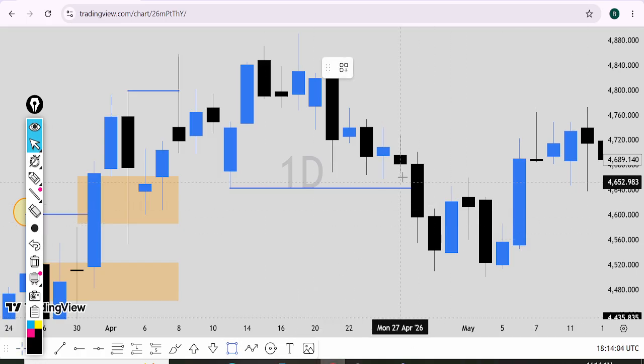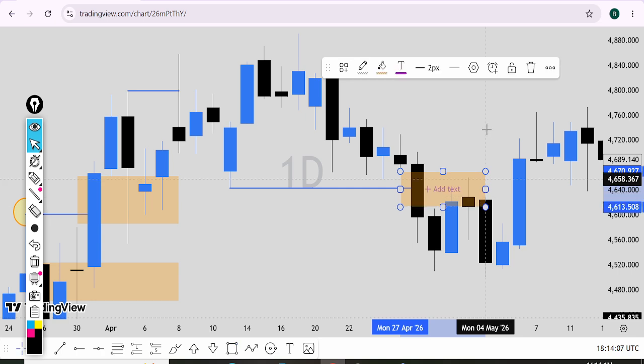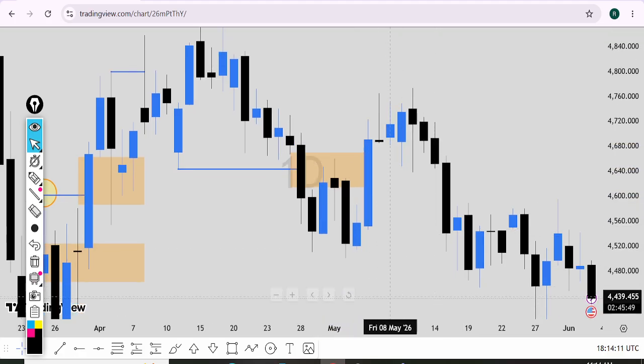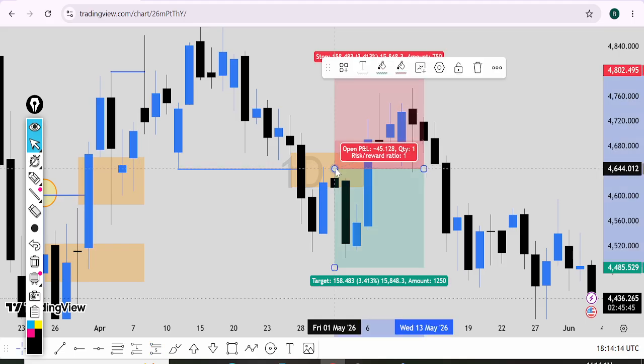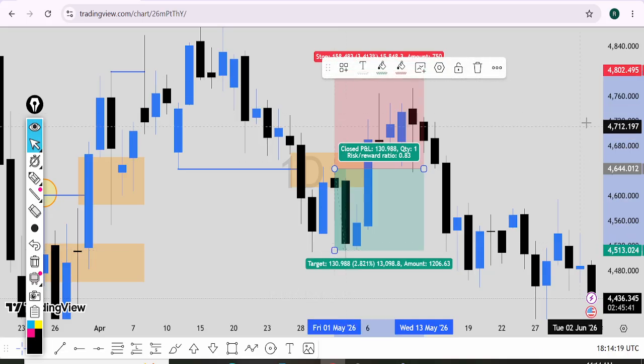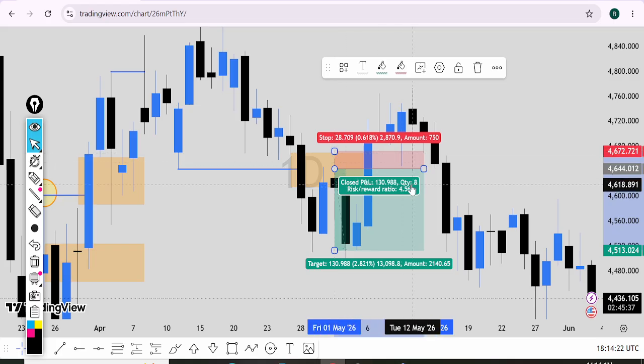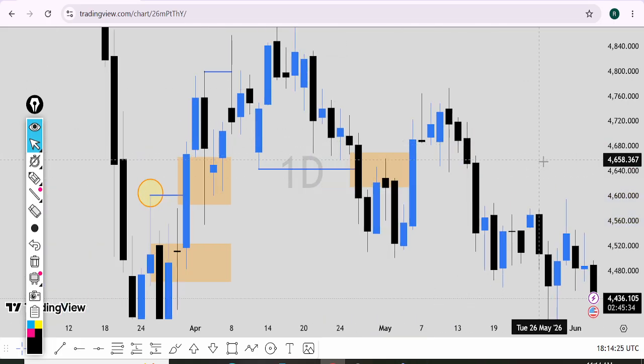What we have is this fair value gap here. At this fair value gap, price gave us a massive drop. I mean, you can see the short position. If you open from here, then what's your target? Previous low here, your stop loss above this high. So it's 1:4 again, a massive trade.